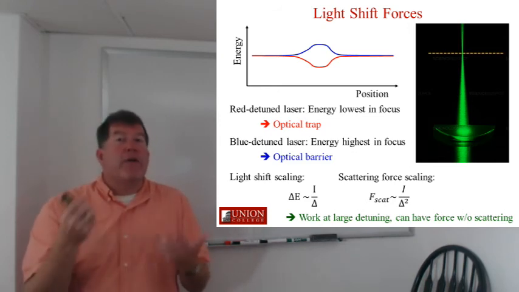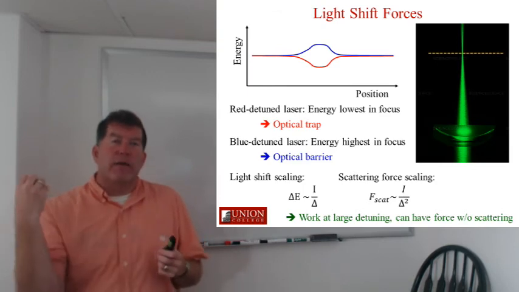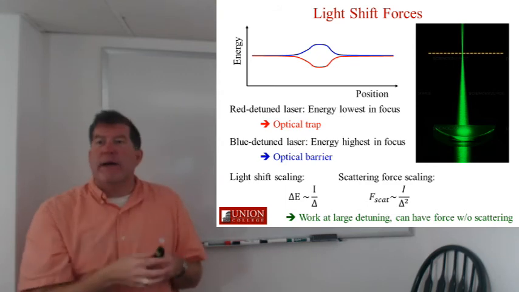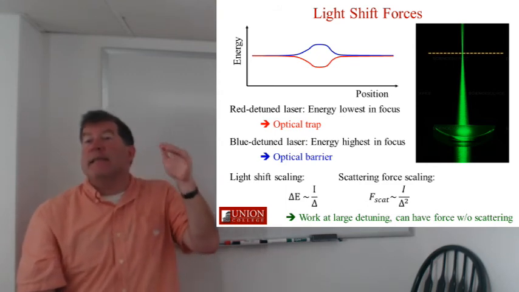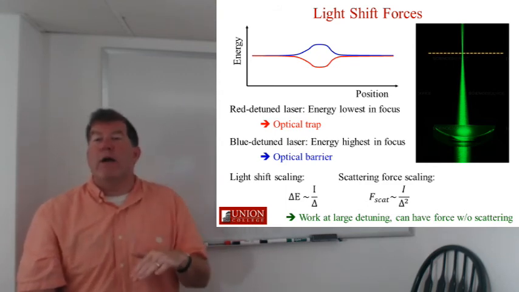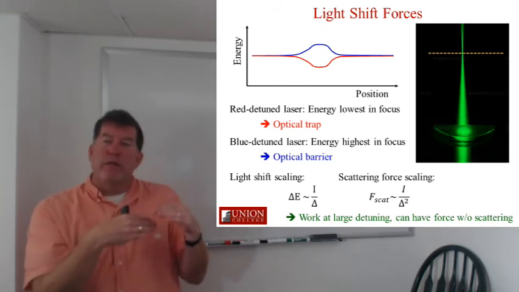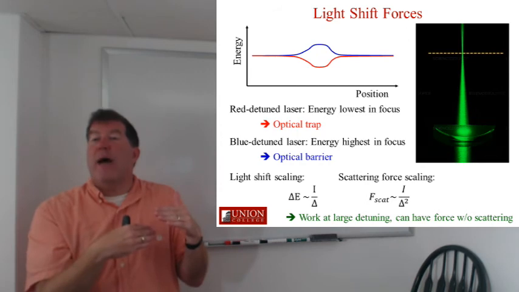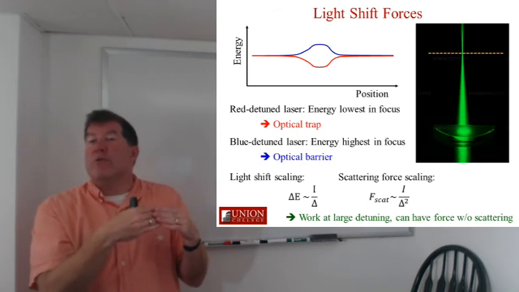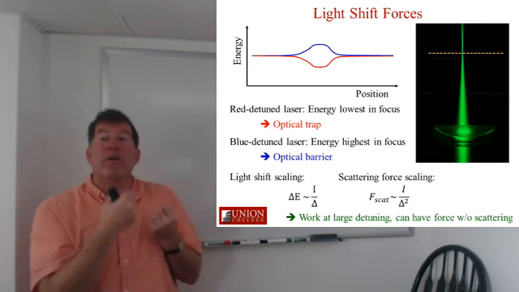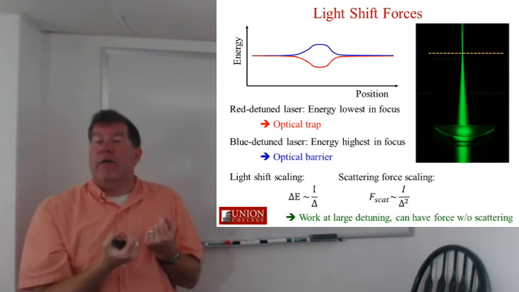On the other hand, the scattering force, the probability that the atom absorbs a photon and gets a kick in the direction of the laser, goes like the intensity over the detuning squared. So if I double the detuning, I tune the laser twice as far away, the amount of scattering force I get goes down by a factor of 4. So I get half the light shift, but 1/4 the scattering force.